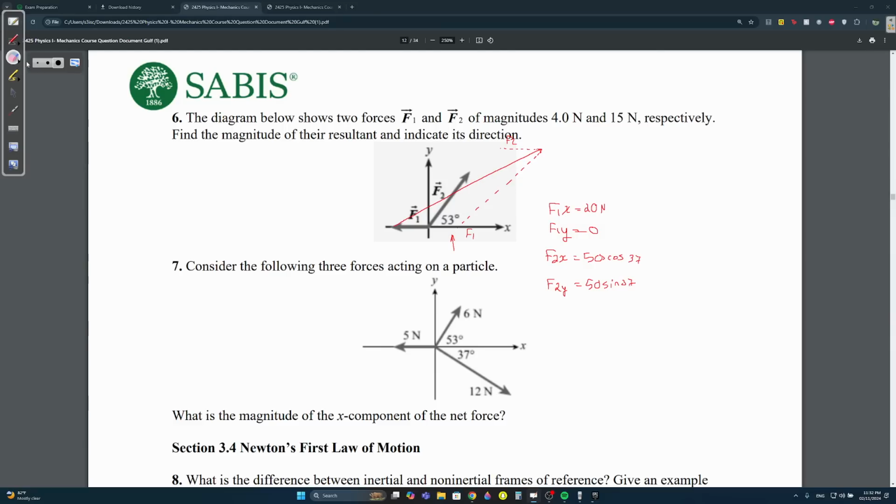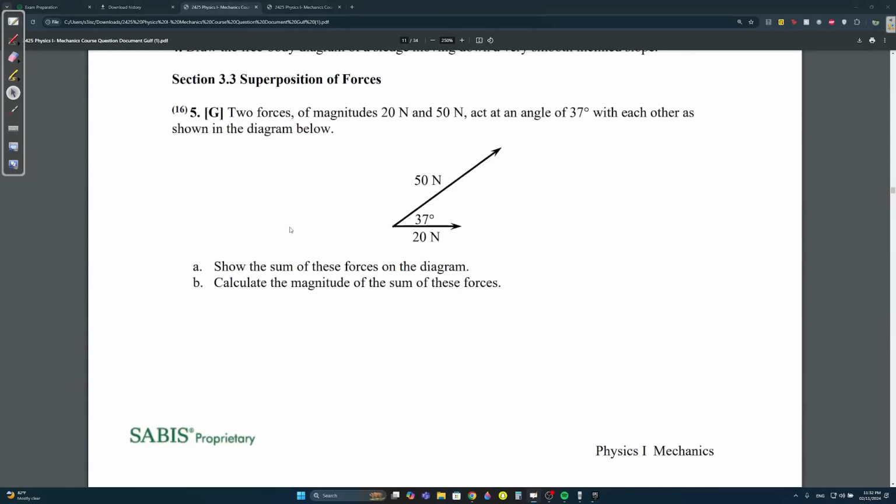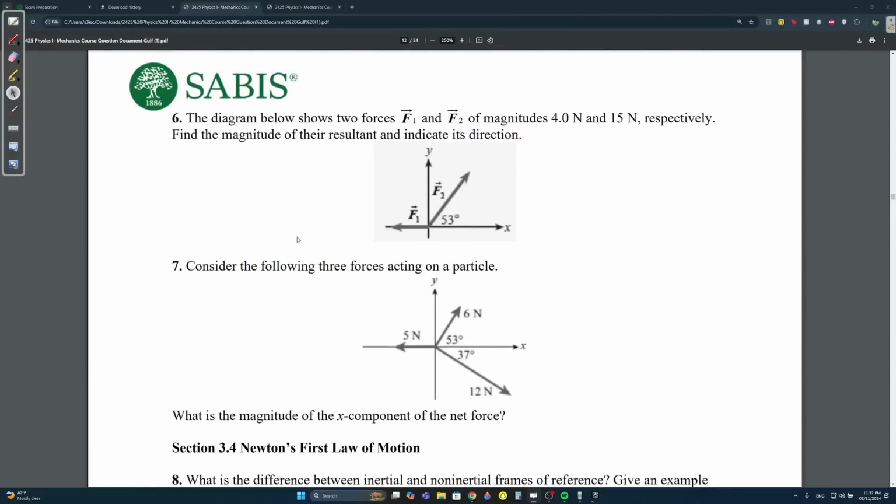The diagram below shows two forces, 1 and 2, of magnitude 4 and 15. Find the magnitude of the result and indicate its direction. Okay, I'm just going to show you the solution. What's this? It's so easy. Okay, F1, they said, is 50 for this one. So if this is 53 degrees, then this here is 37 degrees. And obviously, you don't really need to resolve it into components.